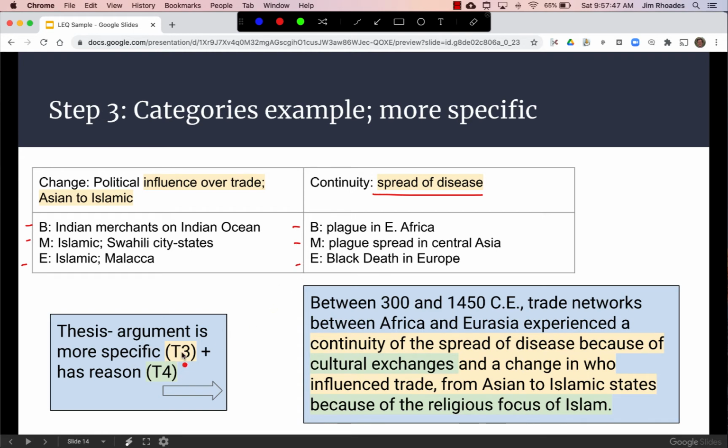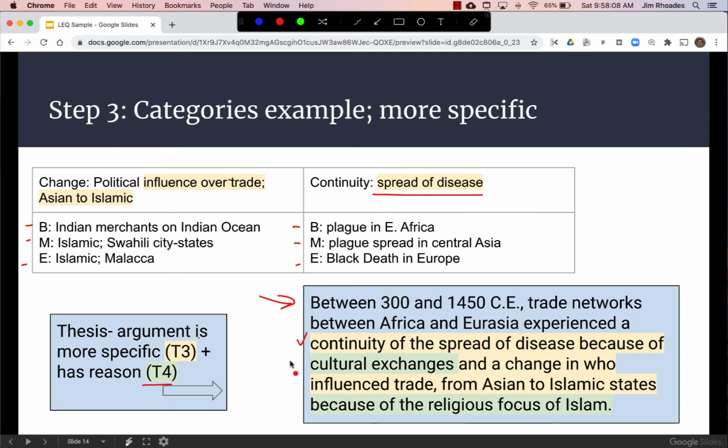Remember, my thesis needs to have an argument. That would be the categories. That's why this is yellow and this is yellow. And then I need to add a reason. So I use those keywords from the prompt, between 300 and 1450, trade networks between Africa and Eurasia. We talked about that. Experienced a continuity of the spread of disease because of cultural exchanges.